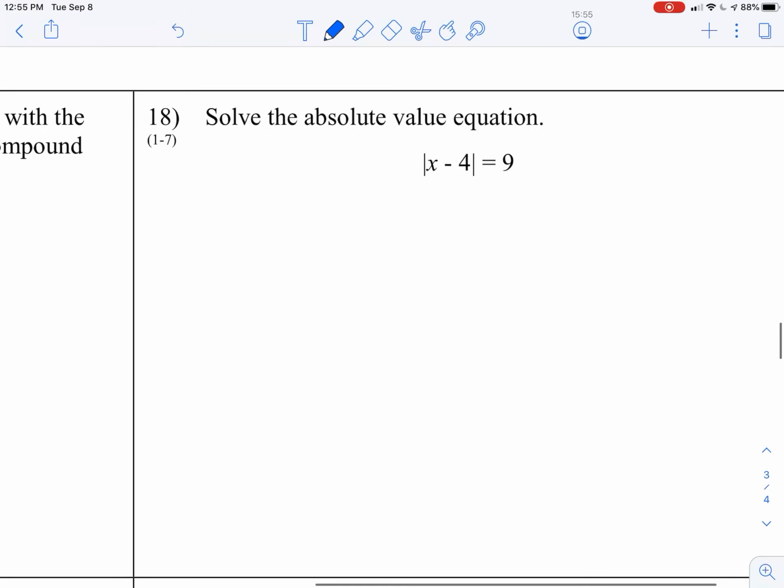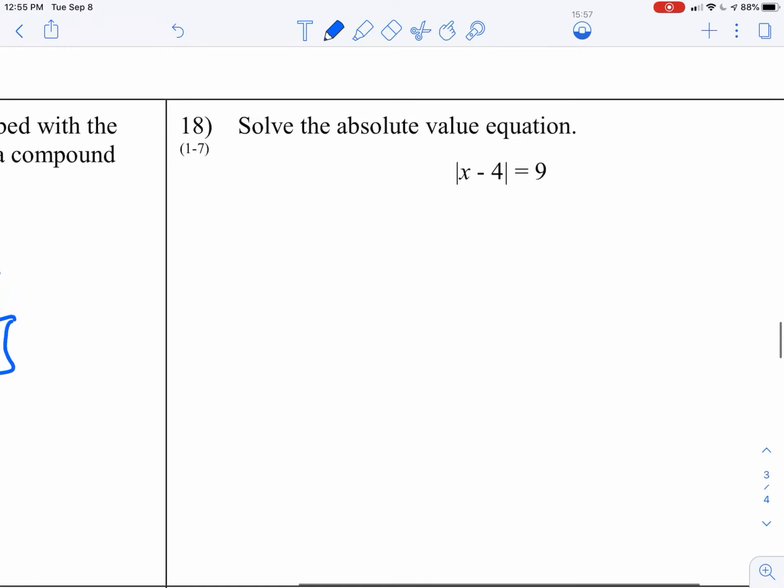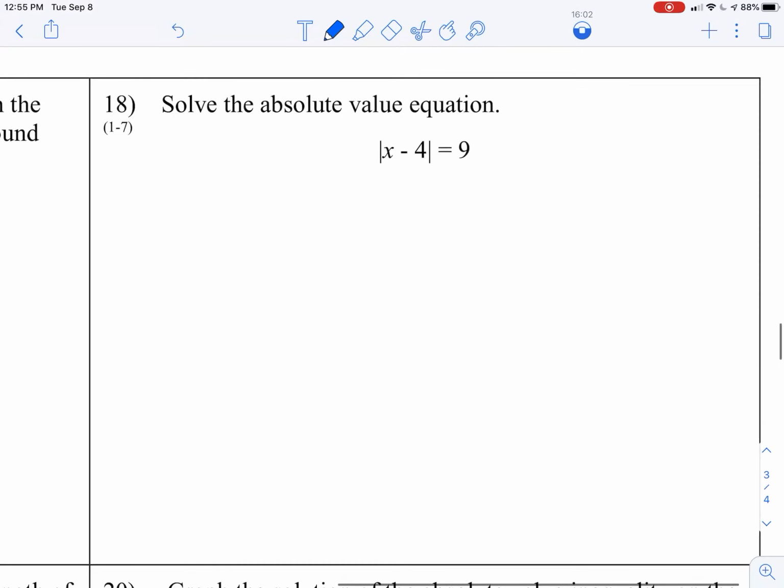Number 18, solve the absolute value equation: the absolute value of X minus 4 equals 9. All right, so I'm going to make two little mini equations. This is what we talked about last week. First of all, what can be inside here? What would it be if it was just this? You should tell me it can either be a 9 or it could be a negative 9.